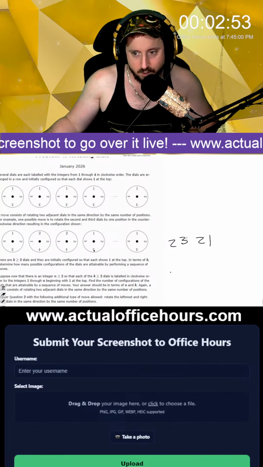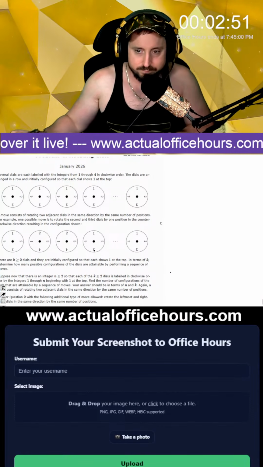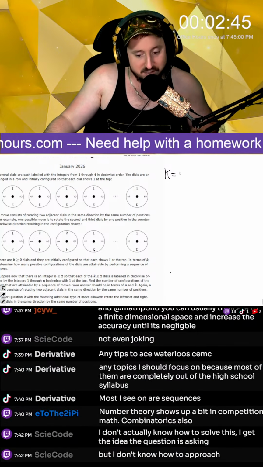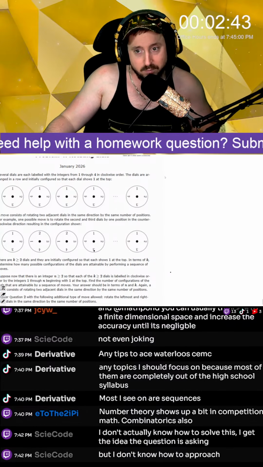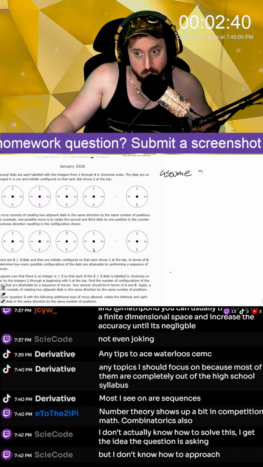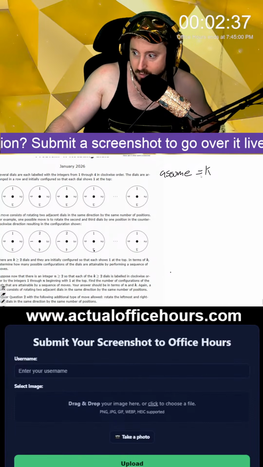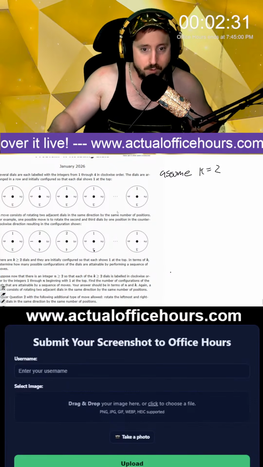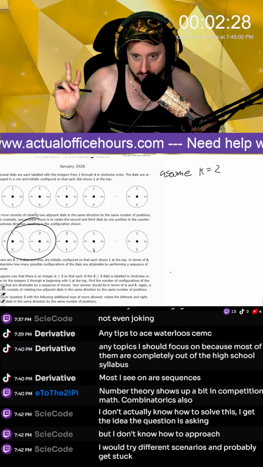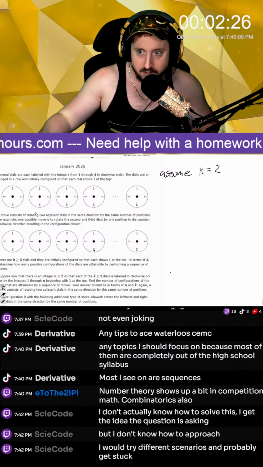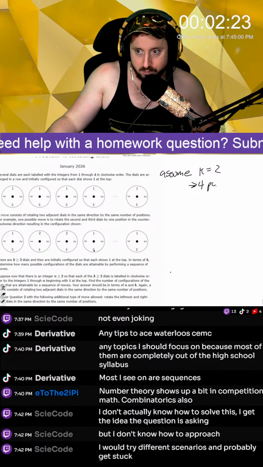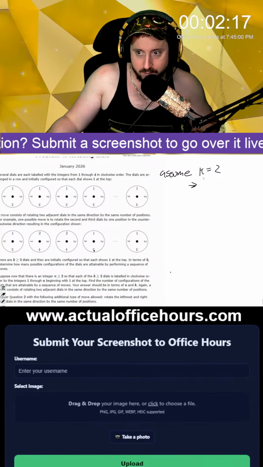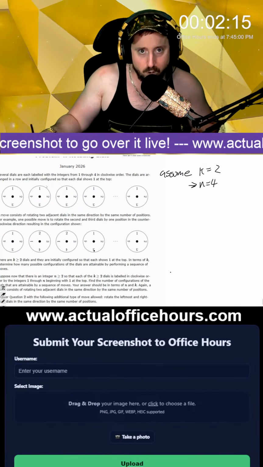Yeah, I get the idea of what it's asking. So, for instance, I usually like to take a base case. So let's say K is equal to, they said K has to be greater than or equal to 2. Let's assume just K equals 2. Yeah, try different scenarios. So if you have only 2 dials, and you always have to move 2 dials at the same time, they have to be adjacent. This gives you 4 possibilities, right? Or let's say n, so then n equals 4. Because you could have 1, 1, 2, 2, 3, 3, 4, 4.